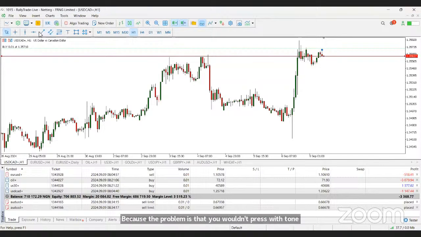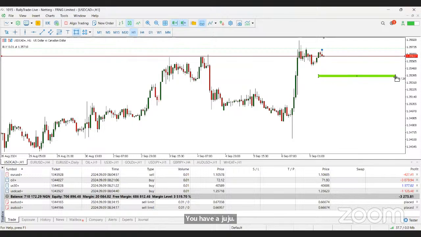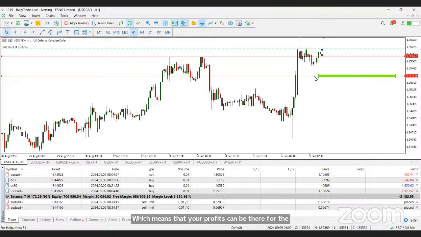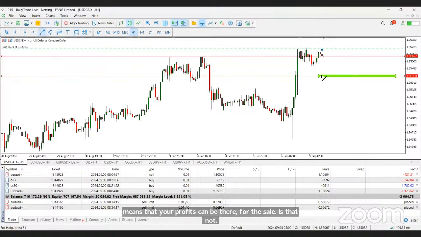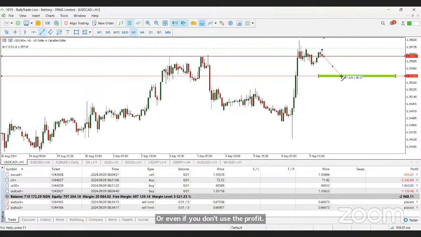Say you have a juju, and the juju tells you that the price will turn around here, where I put this green, which means your take profit can be there for the sell. Or even if you don't use take profit, the price comes down, you close your trade here as if you have juju. As you close the trade, the price is now pushing back up, and the loss on the buy is now reducing. Even if you don't have another buy, eventually the buy will go to profit. But it looks very nice, very sweet, and it's not always sweet, because sometimes it can just catch you. That's hedging in the opposite direction.